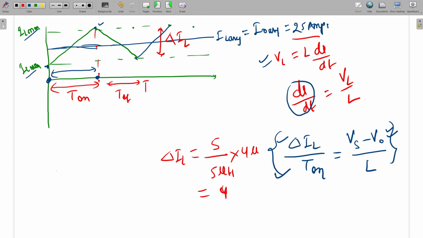So we can see that IL average, how much? 25, which is greater than 4 by 2. So we can say that our converter is working in continuous conduction mode. Okay.